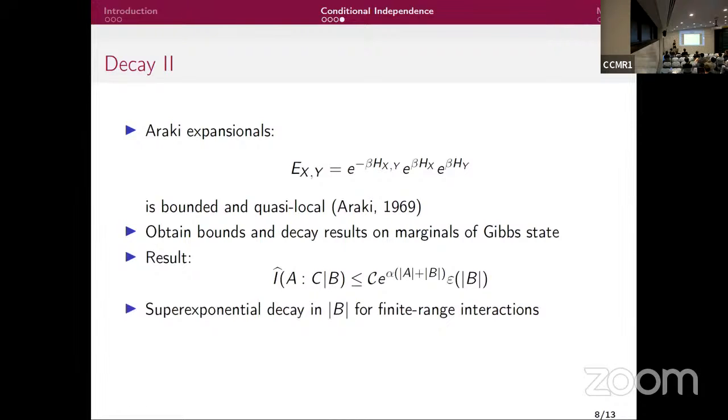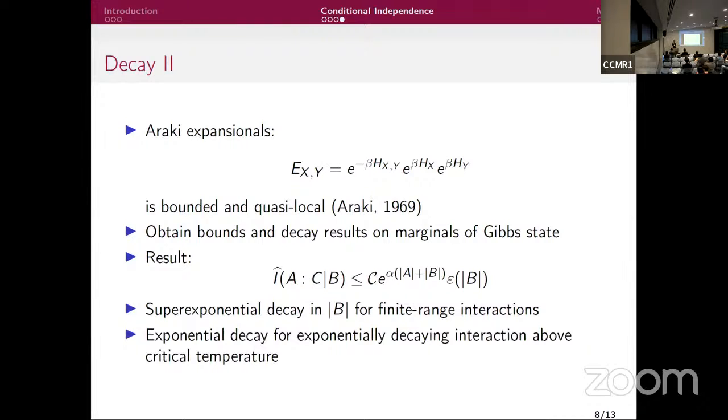This is an information theoretic result on the Gibbs state. So this was the first implication I showed in my original motivation. You have some kind of scary exponential blow up here. However, you find a super exponentially decaying function. So as you take this tripartition ABC and you make the B system larger, the conditional mutual information decays very fast.